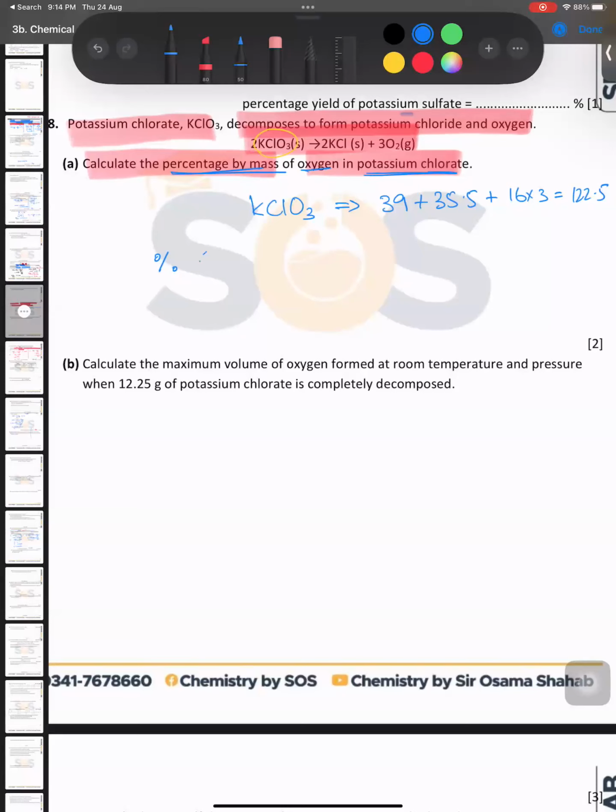Now the question is the percentage by mass of oxygen in potassium chlorate. It means, bacho, we need to find out the percentage of oxygen. So we need to put the mass of oxygen in the numerator. We need to keep the overall mass in the denominator, and then we need to multiply it with 100. So just check it, bacho, how much percentage is coming? 39.184. 39.184%. So this is the way to find out the percentage.